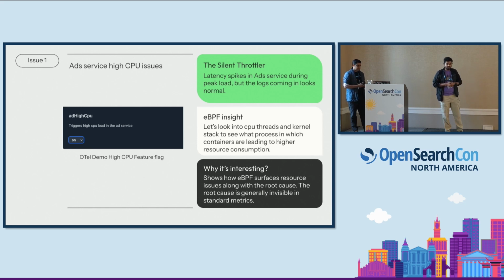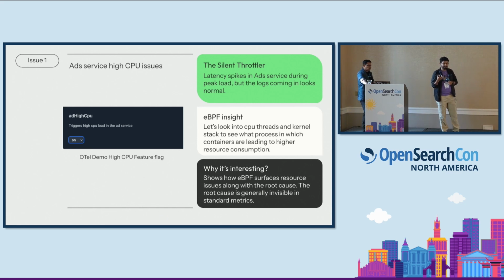To mimic these scenarios, OpenTelemetry demo has feature flags, where you can enable a feature flag and it will mimic a scenario that you see in the real world. For this particular issue number 1, we are using the feature flag from Hotel Demo for add high CPU. So add is a service that's running in our Astronomy Shop website, which gives ads on the latest telescopes that are available. Now, if I enable this, internally Hotel Demo runs a program that will mimic a high CPU usage.